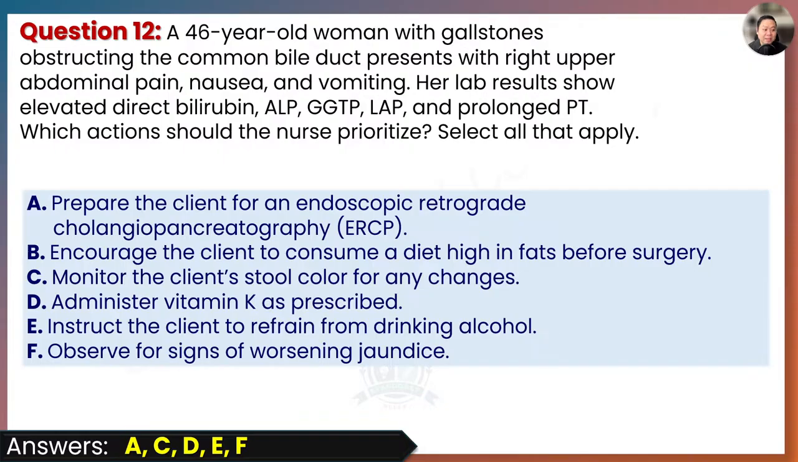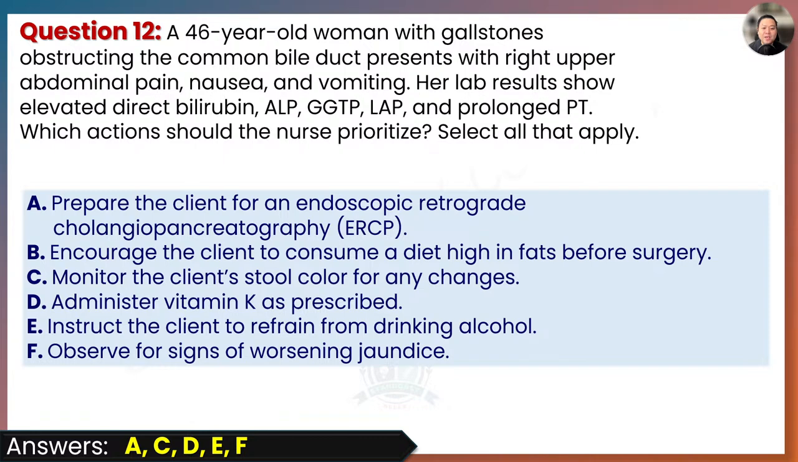Now, we have letter B as the incorrect option, encouraging the client to consume a diet high in fats before surgery. This should be avoided by the client because it can trigger gallbladder contractions and worsen symptoms like pain. So instead of a high-fat diet, they need to ingest a low-fat diet with smaller meals to minimize the strain on the gallbladder and also to reduce pain and discomfort.